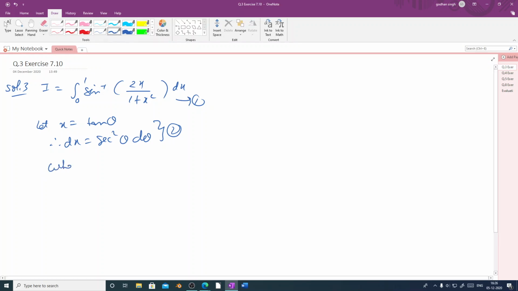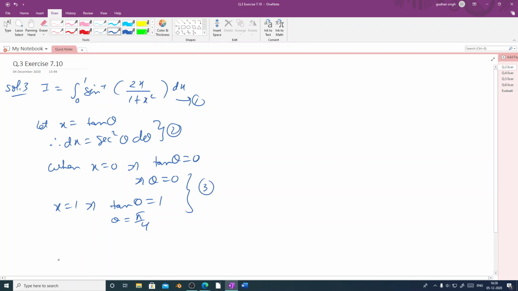So when x is equal to 0, this implies tan theta equal to 0, and this will imply theta equal to 0, because we know that tan 0 is 0. Also when x equal to 1, this implies tan theta equal to 1, and from this we'll have to obtain the value of theta, and we know that tan pi by 4 is 1, so theta equal to pi by 4, and let this be 3.